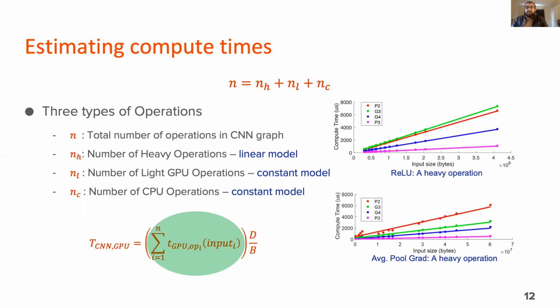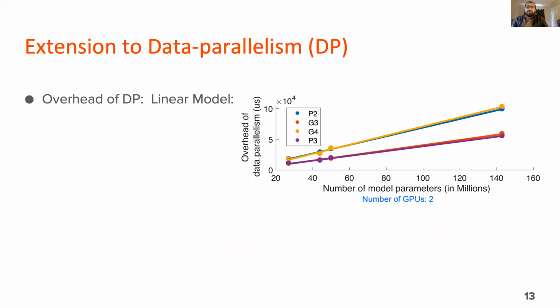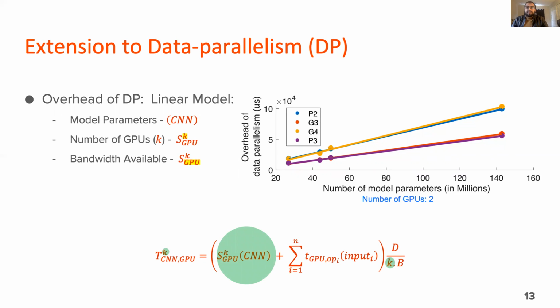Let's now extend this model for a data parallel setting in which multiple GPUs are being used. Our experiments show that running a model on multiple GPUs using data parallelism has some overhead. We observed that this overhead is linearly dependent on a few characteristics of the model as well as the GPU server. The graph on the right shows the relationship between the number of model parameters of the CNN model when two GPUs are being used. From this graph, we see that the overhead of data parallelism is linearly dependent on the number of model parameters. Another thing to note here is that the slope of each line is different, which depends on the bandwidth available in the GPU instance.